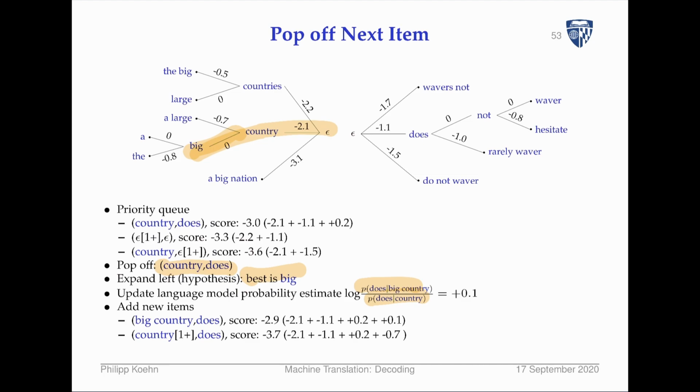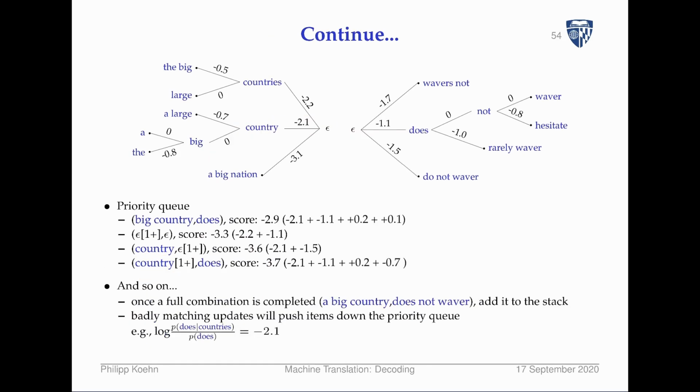"Big country" we already knew is probably a good thing because we got it from the data, but "big country does" definitely helps. So now we have 2.9, and then we ask what the alternatives from there are, and so on and so on. We basically keep doing this process. So the priority queue expands further and further, where we pursue one path until we hit a roadblock, and then alternatives become more popular. And here all the alternatives form that one path that also expanded in various ways.